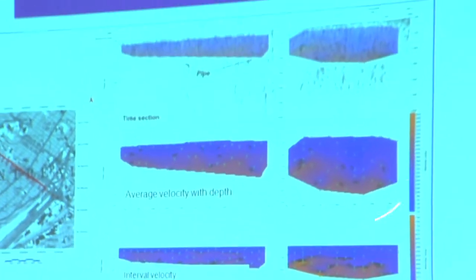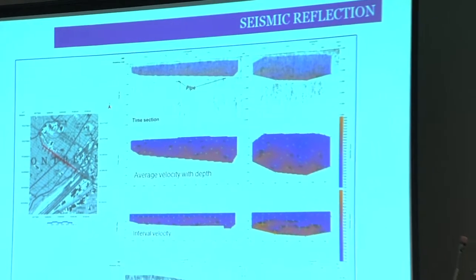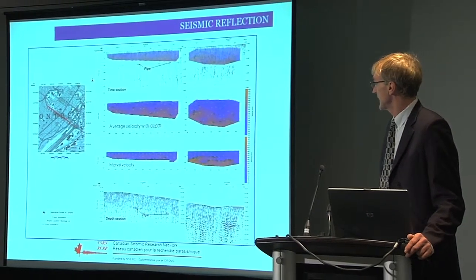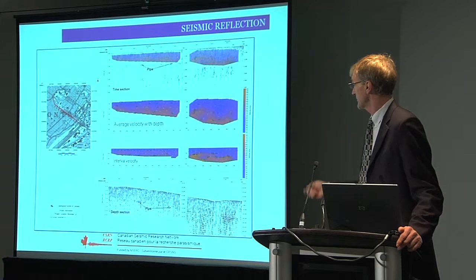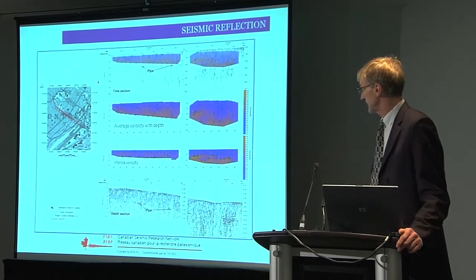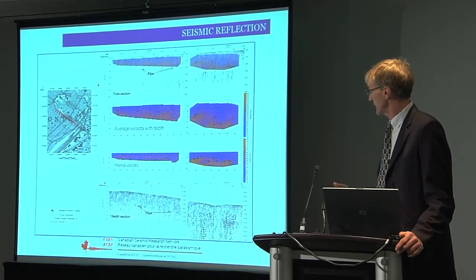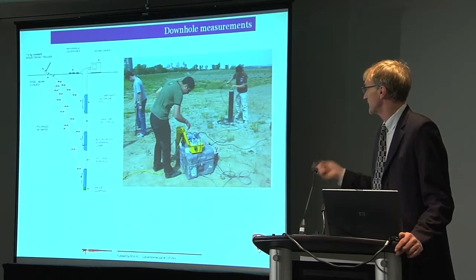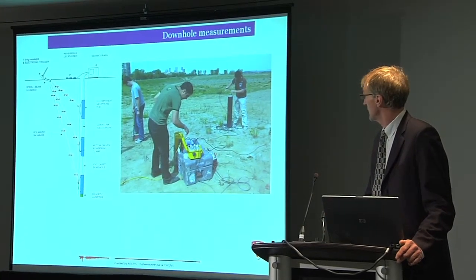And this is the type of information you're getting from that Minivibe. So you get basically a cross-section where you can get the average shear wave velocity as a function of depth. And you can also get the interval velocities as a function of depth. And then finally, we also had the downhole measurements.